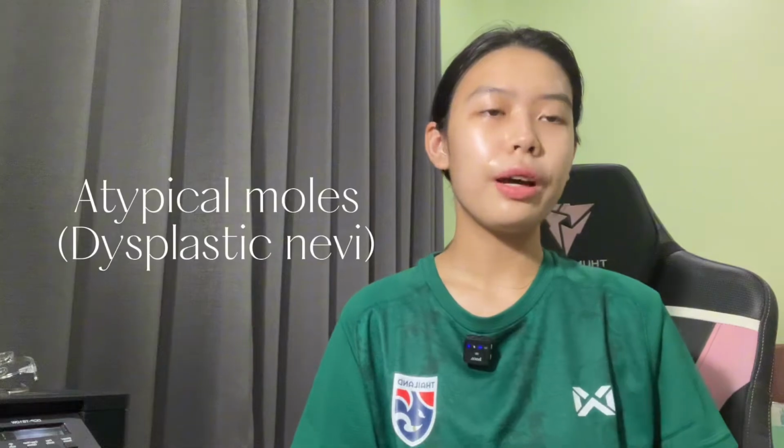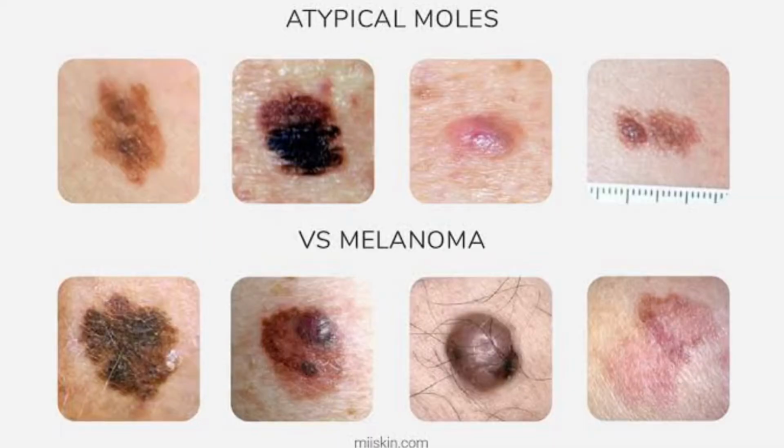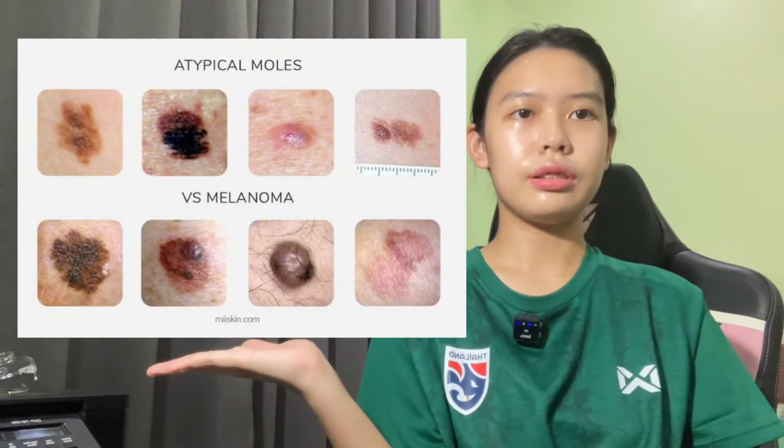Types of moles. Atypical moles or dysplastic nevi. These moles look a little like normal moles, but have some features of melanoma. They are often larger and have an abnormal shape or color. And this is the picture. They can appear on skin that is exposed to the sun, as well as skin that is usually covered, such as on the buttocks and scalp.